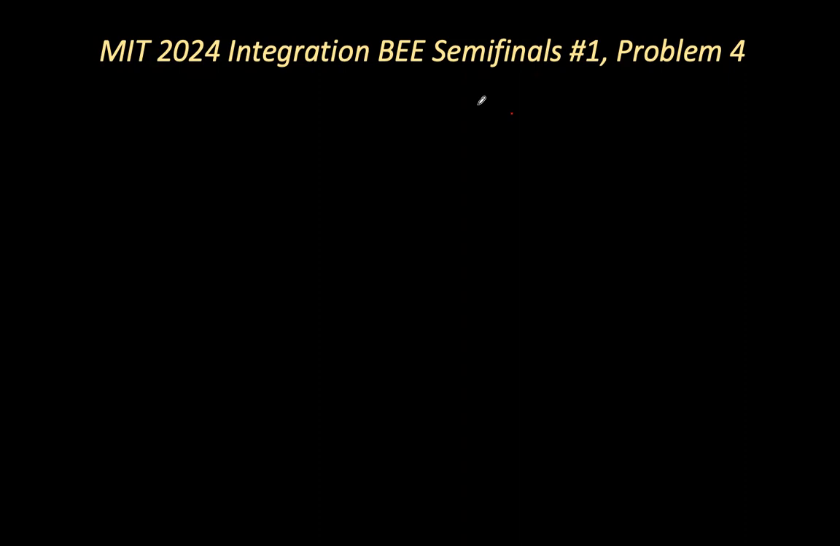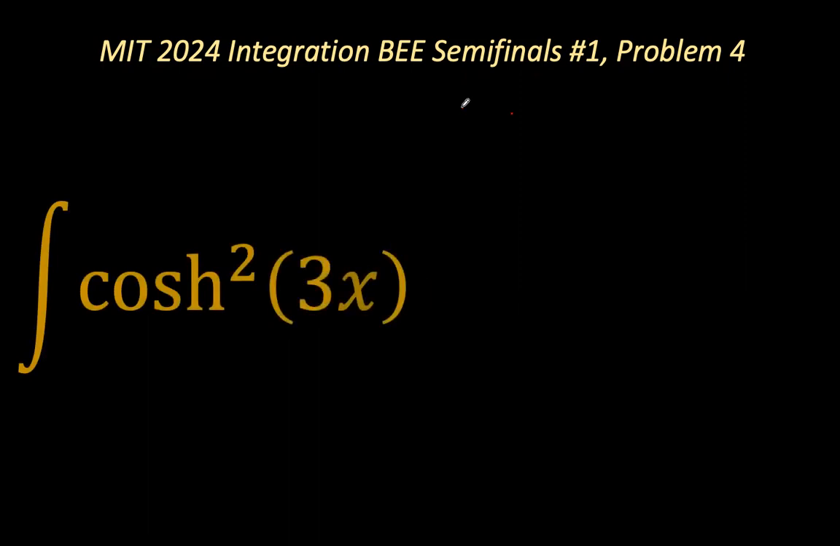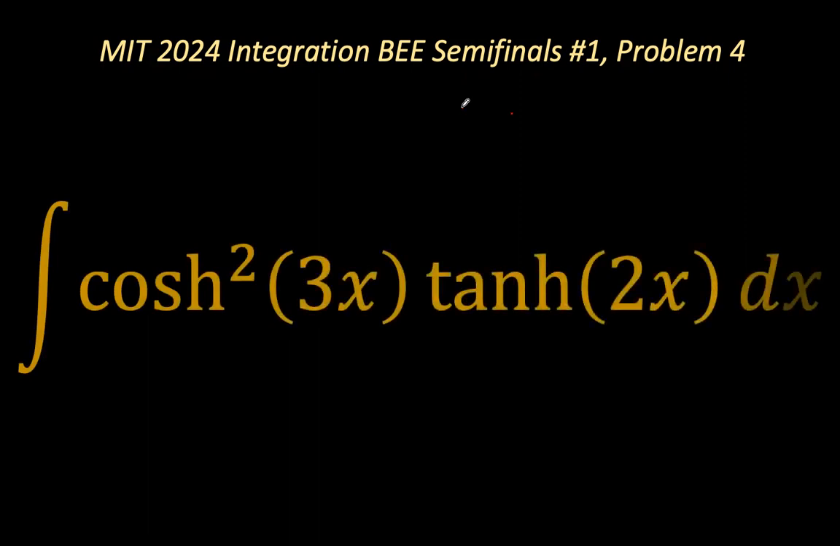Here at Everyday Mathematics, we always say we do enjoy solving the harder problems, but above all, we also see and appreciate the beauty in the simpler problems. So today, our problem comes from MIT 2024 Integration Bee Semifinals number 1, problem 4, which is the indefinite integral of cosh squared 3x, hyperbolic cosine squared, times the hyperbolic tangent of 2x.